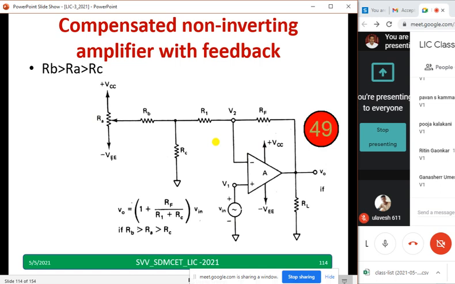But remember, we are assuming RB is greater than RA, RA is greater than RC. I got V naught equal to 1 plus RF by R1 plus RC. Yes, gain variation will be there. Earlier we used to write for non-inverting 1 plus RF by R1. But now, a slight change will be there in the equation. 1 plus RF by R1 plus RC I will get, assuming RB is greater than RA, RA is greater than RC.